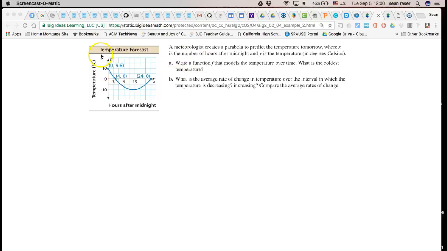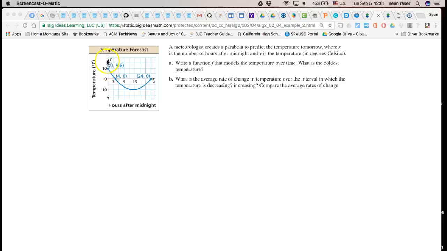So here's our situation. It says a meteorologist creates a parabola. When you see parabola, you know that it's quadratic. So a parabola to predict the temperature tomorrow, where x is the number of hours after midnight and y is the temperature in Celsius. So you see here that you're starting, x equals 0, that's right now, and then anything after that is the hours after midnight.